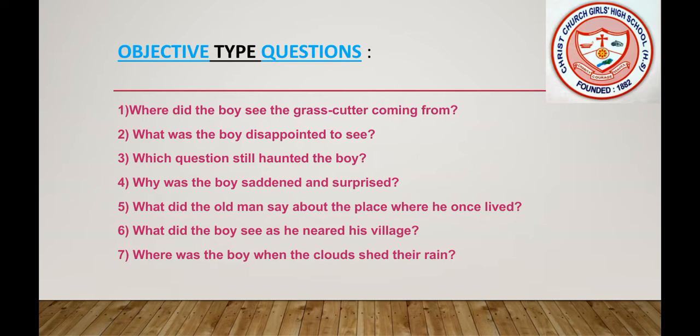1. Where did the boy see the grass cutter coming from? 2. What was the boy disappointed to see? 3. Which question still haunted the boy? 4. Why was the boy saddened and surprised? 5. What did the old man say about the place where he once lived? 6. What did the boy see as he neared the village? And 7. Where was the boy when the clouds shed their rain?